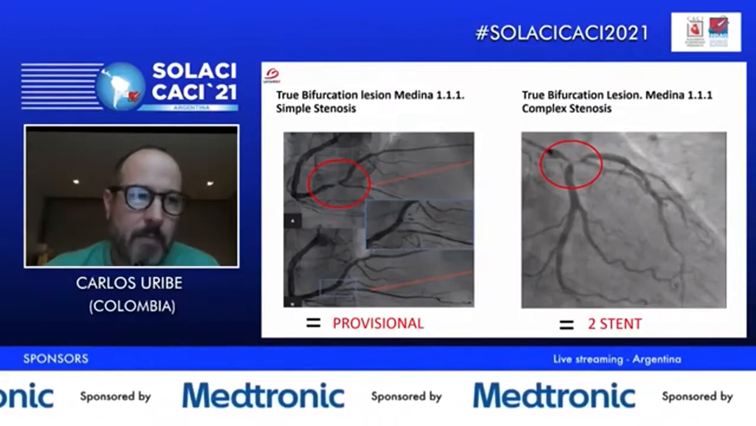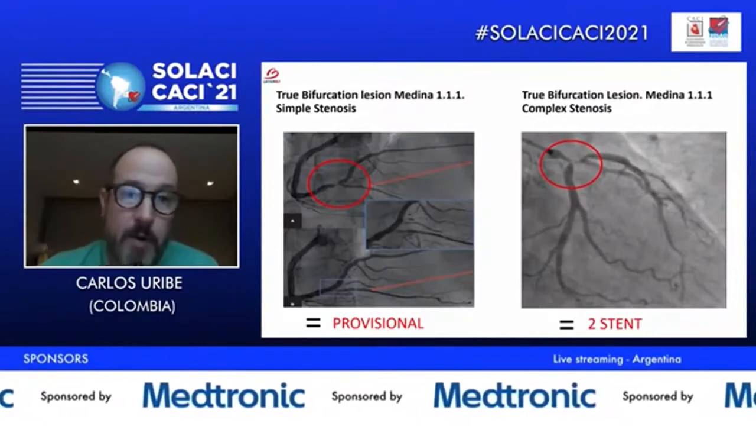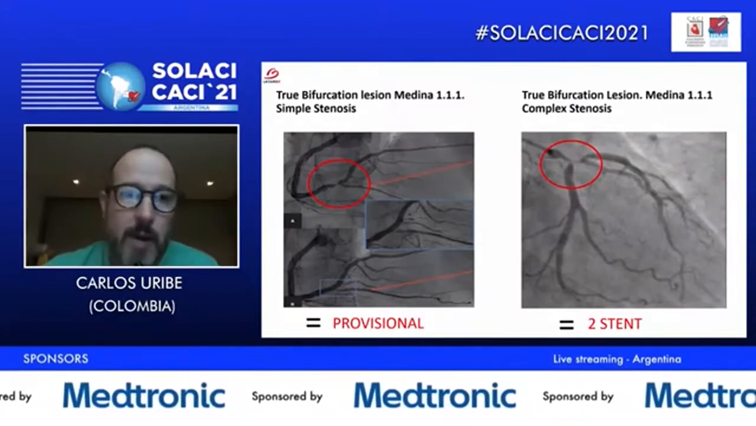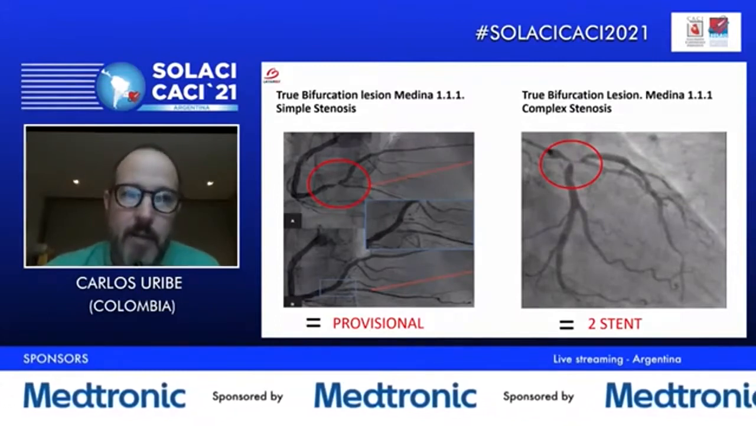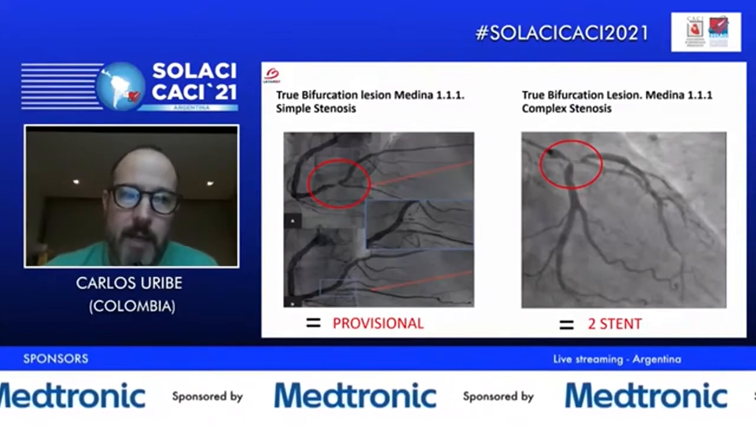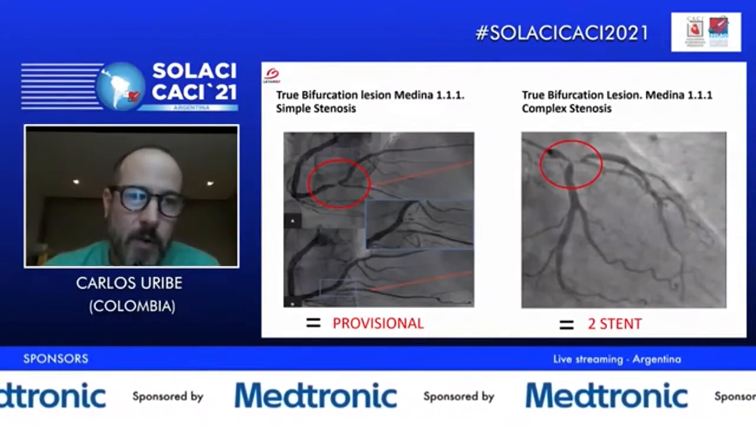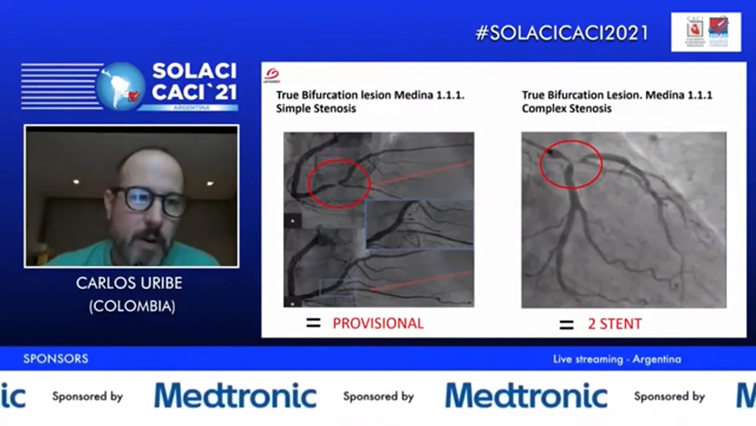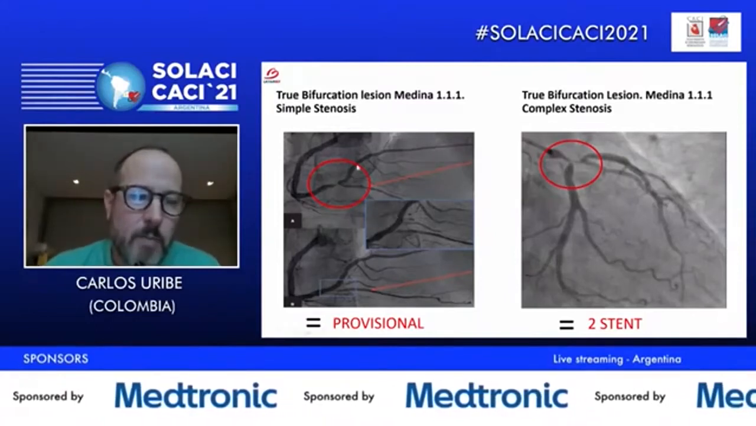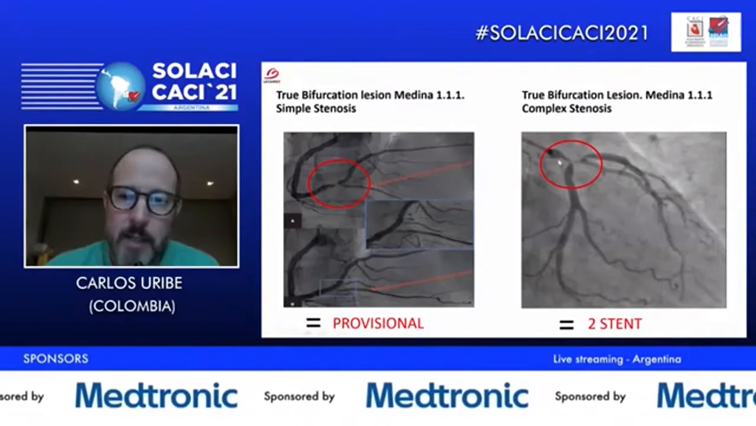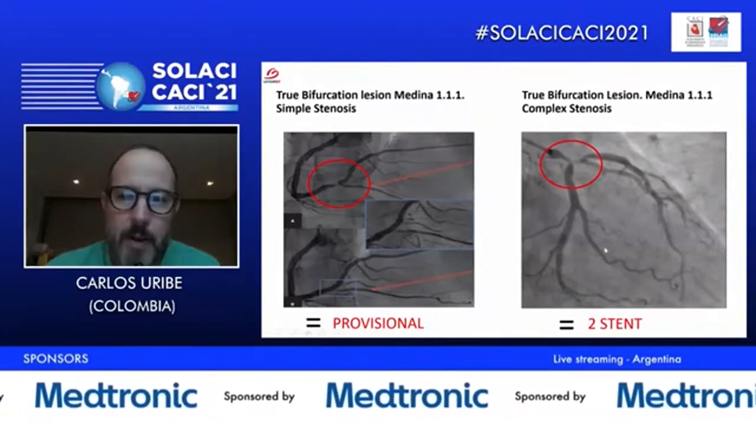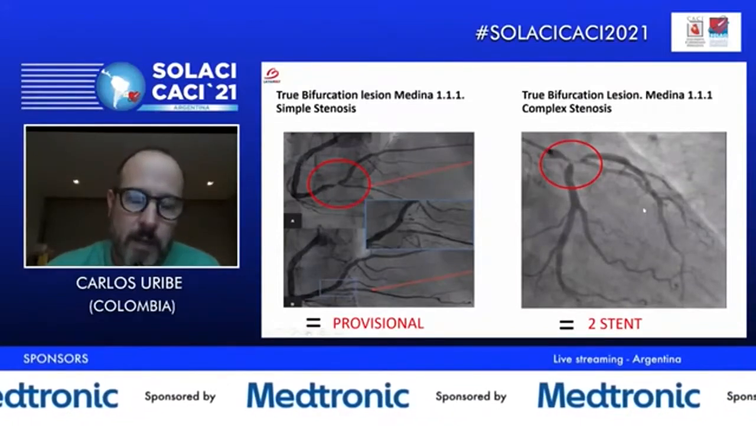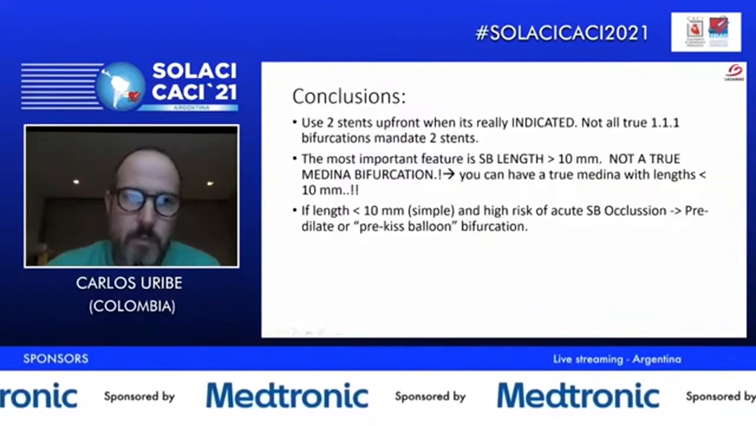So as a result, we could say that you can have Medina 111 true bifurcations, and that being a true stenosis or a complex stenosis. So probably we should focus on simple or complex bifurcations, because they are both 111. But on the right, you could actually use a provisional stent strategy. And here on the right, since this is over 10 millimeters, a two-stent strategy is better.